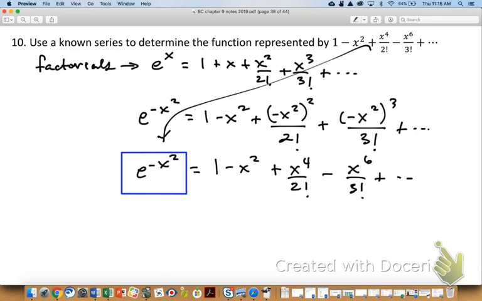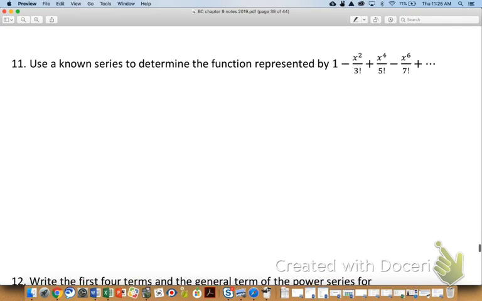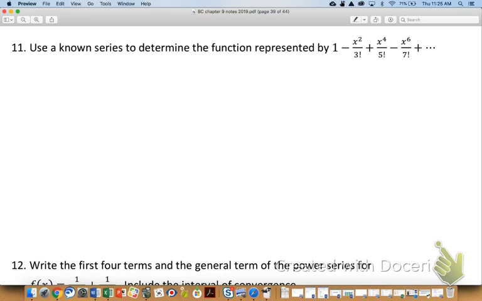Okay, let's try number 11. Number 11 is similar to number 10. Same instructions exactly, different series. Use a known series to determine the function represented by... please don't just shout it out if you think you know it. Let's let everyone process for a couple of minutes and see if they can figure it out.